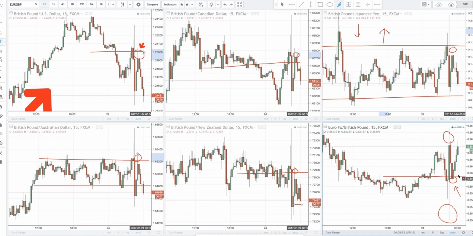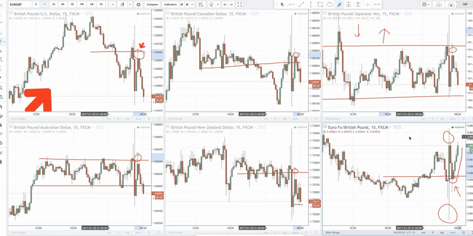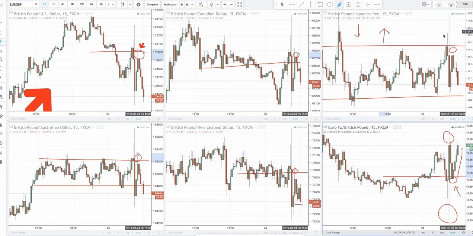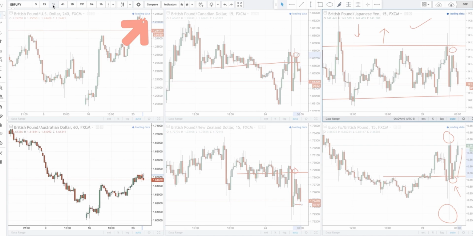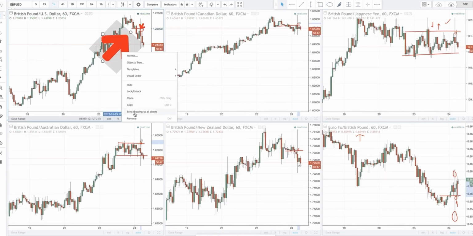And look at how smooth this one is compared to everything else. Some of the good ones that we see so far are euro pound, and pound yen being my favorite one. The reason being, let me go back to the 4 hours and show you. Sorry, the 1 hour. Bad habit. Go back to the 1 hour to show you.